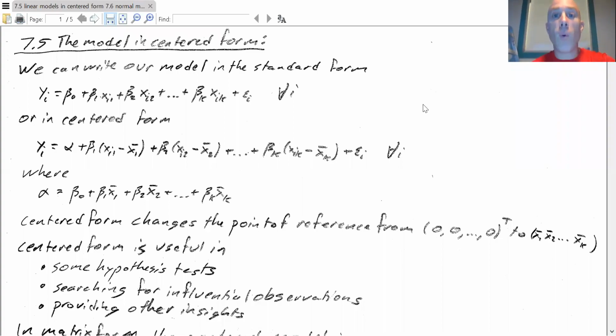Hi, in this video, we want to take a look at models in centered form, and then we want to look at what we get when we add the assumption of normally distributed residuals.